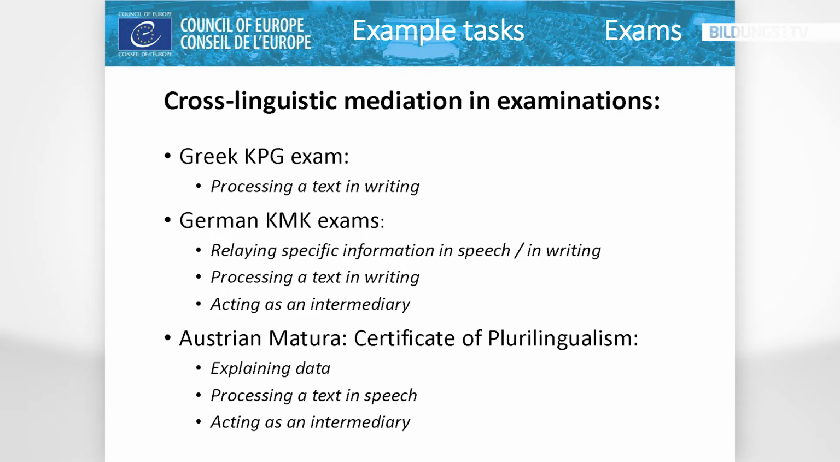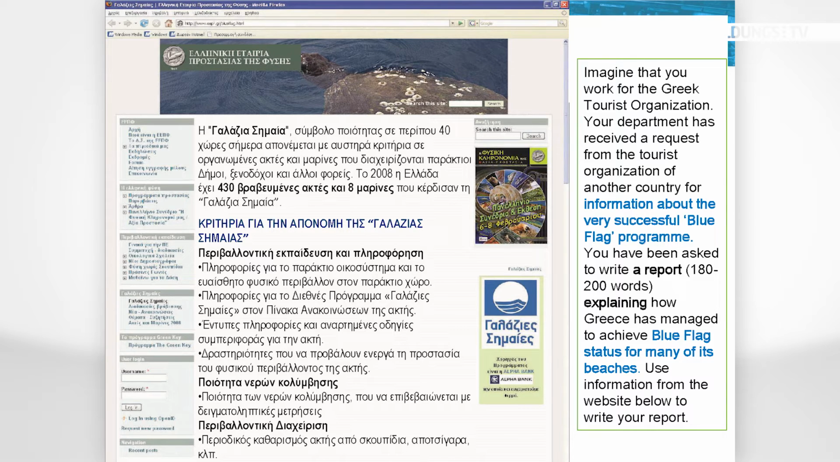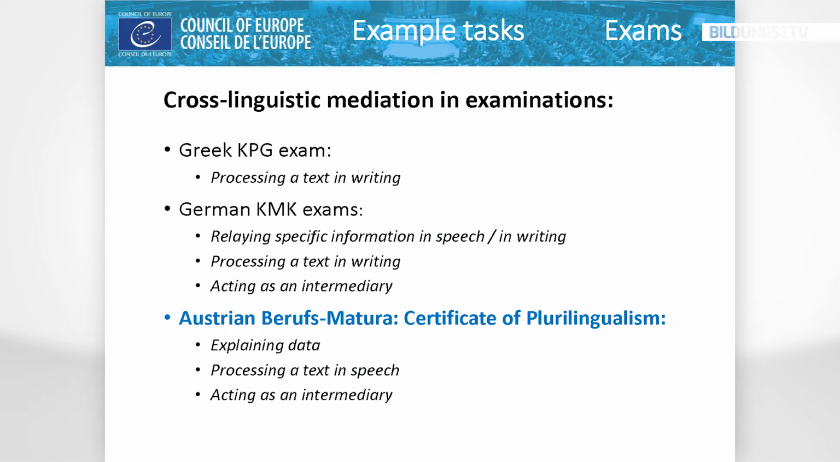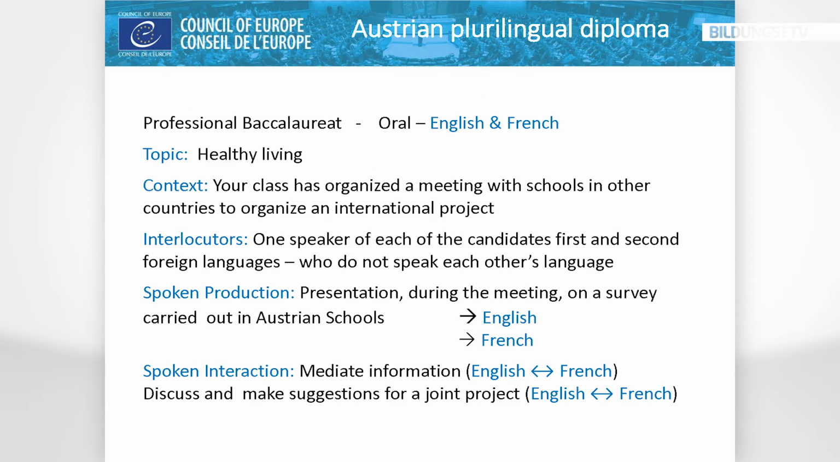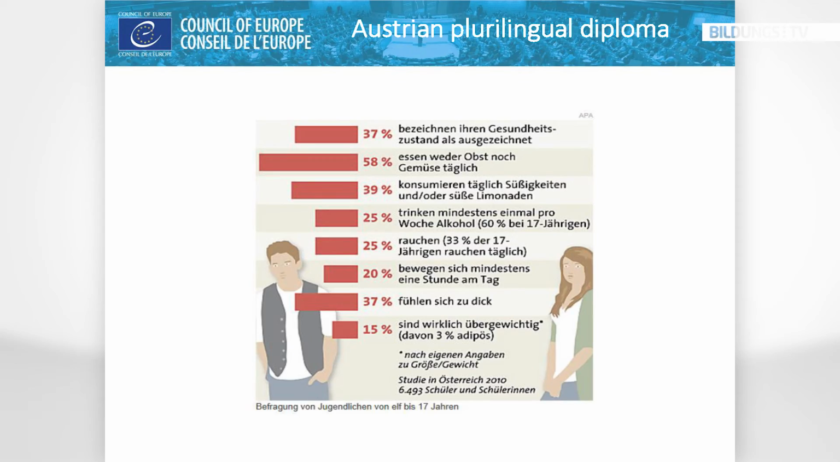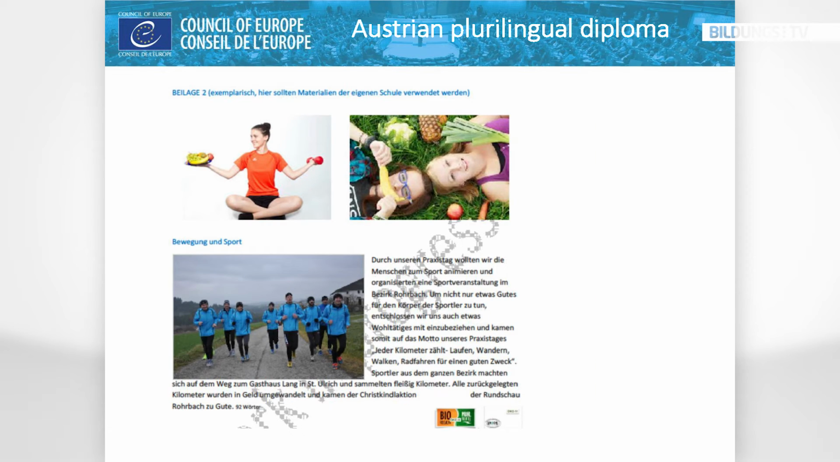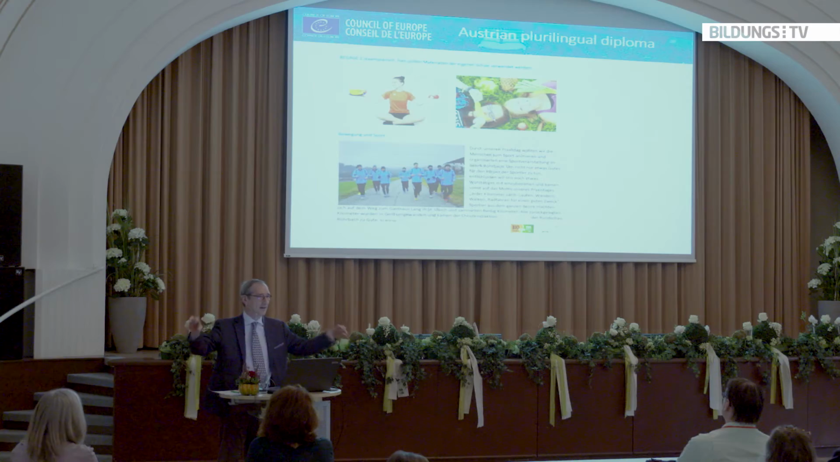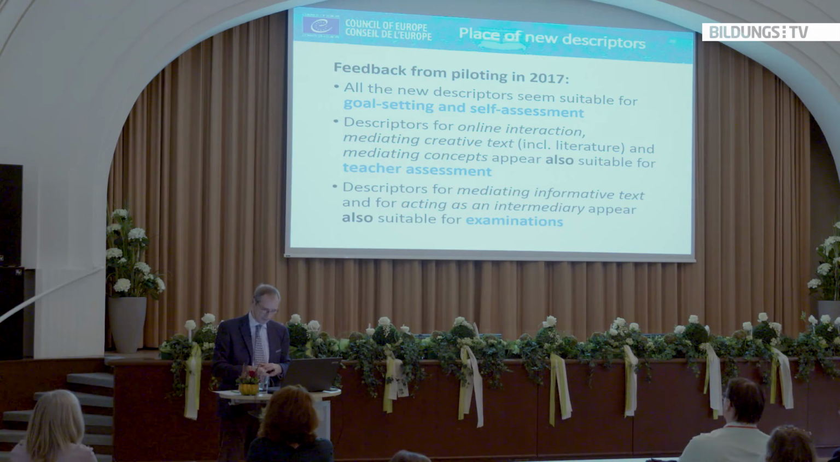Then finally, there are also things in examinations. There's a Greek exam where there's a text about blue flag beaches in Greek, and they have to write a circular to travel agents talking about how wonderful Greek beaches are, basically. There is your own Austrian Berufsmatura Certificate of Plurilingualism, produced by our friends over here who organized this conference, plus the rest of the CEBS team. I won't go into detail because I'm sure you're all intimately familiar with it. At the beginning, they have to pass on the information in a survey. They have an English speaker and a French speaker who cannot speak German, and they have to pass on this information in the survey. And then afterwards, they have to organize a task together. So the idea is that they are mediating between the English teacher and the French teacher, who pretend not to speak each other's languages.